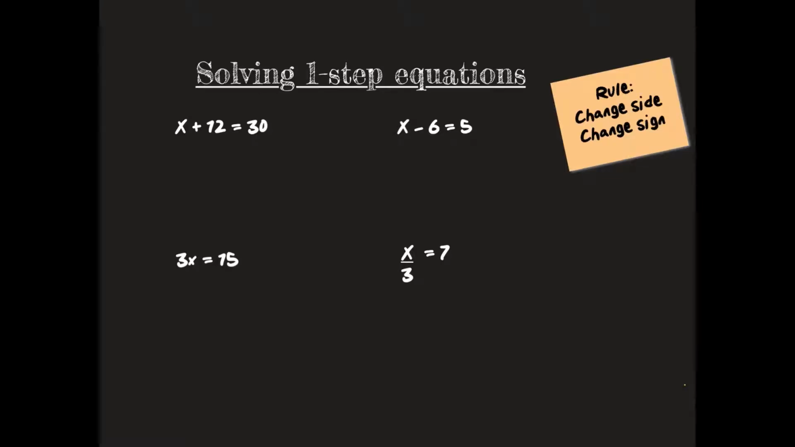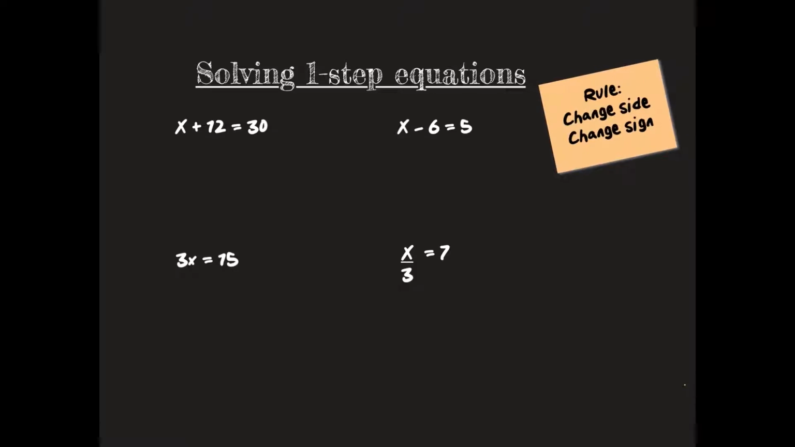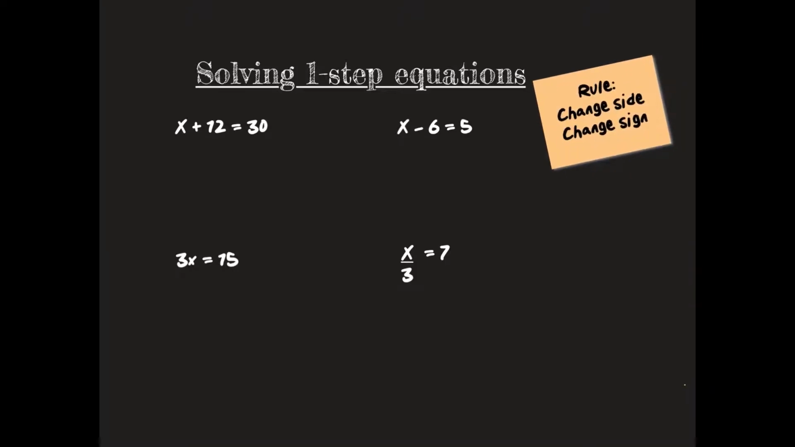We're going to take a look at solving one-step equations. To solve our one-step equations, we're going to use the change side, change sign rule, which we have on our wee sticky note at the right. There are different methods for solving equations. This is one of the methods. You can also do a balancing method, and we're not going to be doing that method. We're going to do change side, change sign.